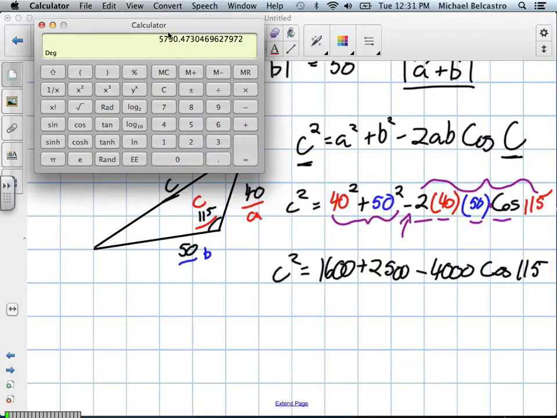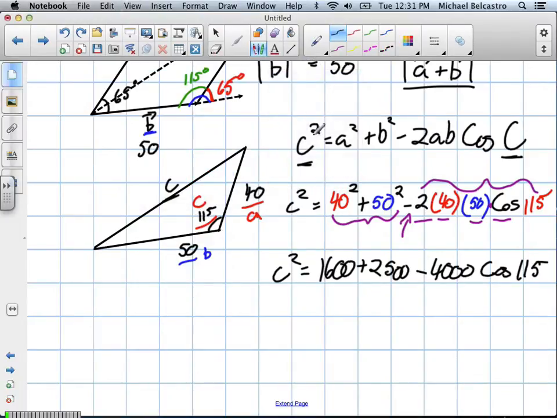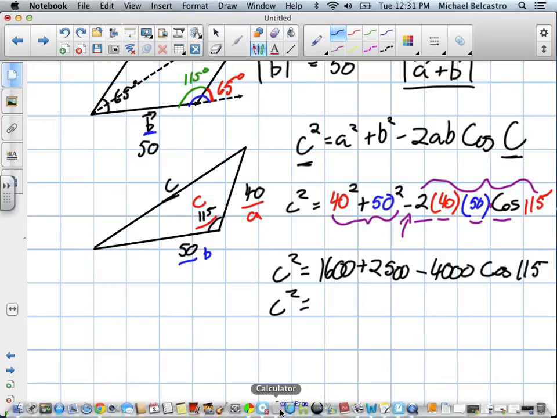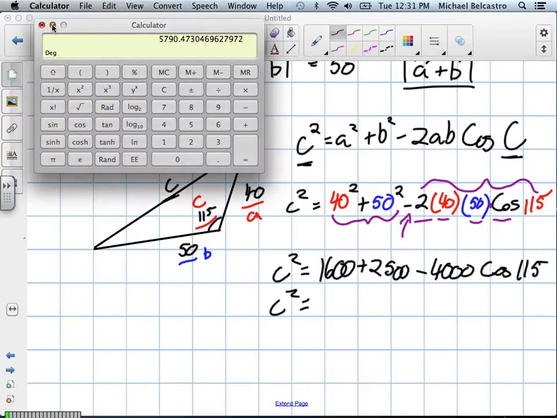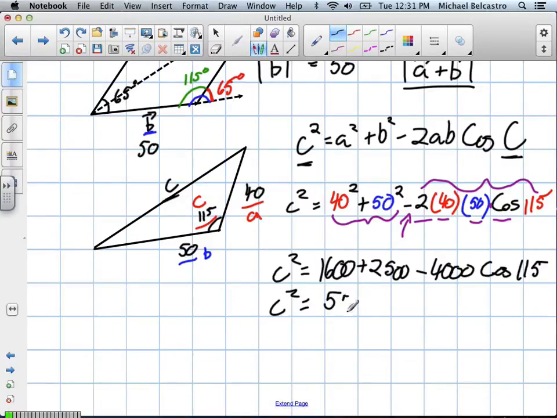I have to actually find the square root of this value. So I'll write it out. C squared is equal to, I don't remember that number, 5,790? 5,790. Anyone help me out with what the square root of that is? What is it? 56.1. Perfect. Okay. So that means the magnitude of a resultant vector is 56.1.